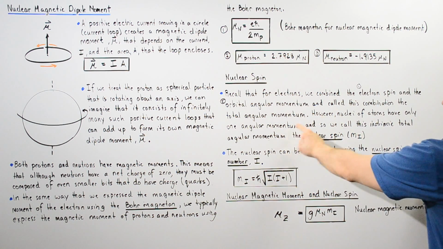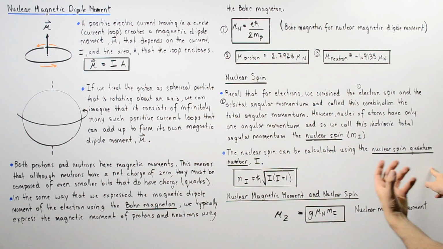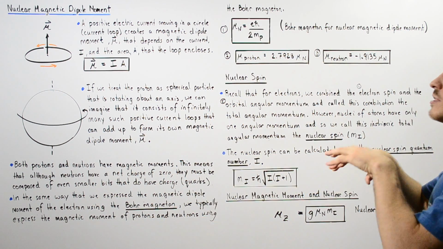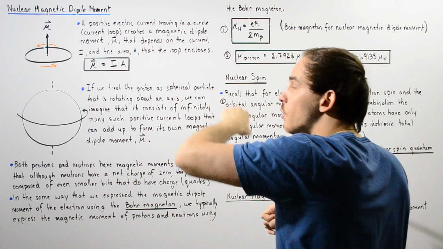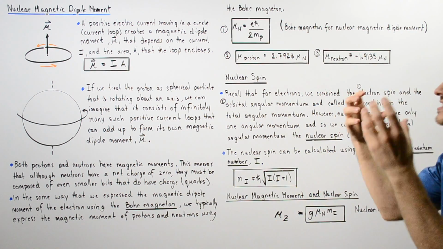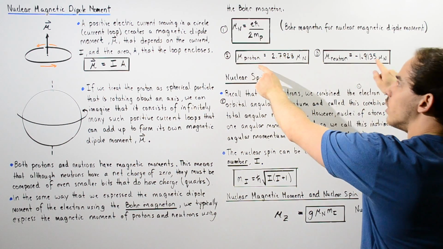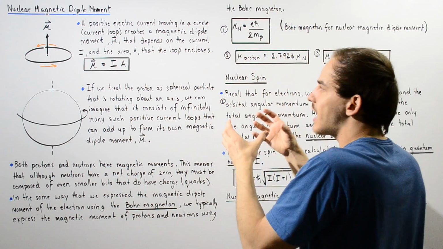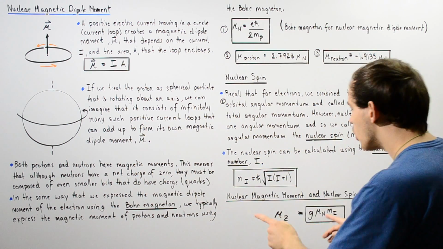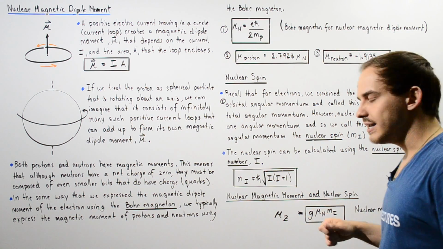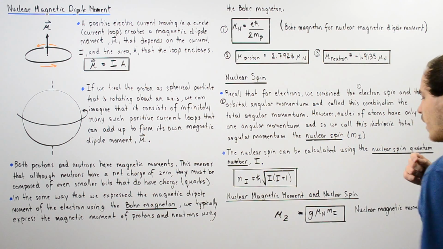Now, basically, the nuclear spin of our entire nucleus as a whole depends on the nuclear magnetic dipole moment, and the nuclear magnetic dipole moment is a result of the individual magnetic dipole moments of the protons and the neutrons inside the nucleus. So, what exactly is the relationship between the nuclear magnetic dipole moment and the nuclear spin? It is given by this equation.